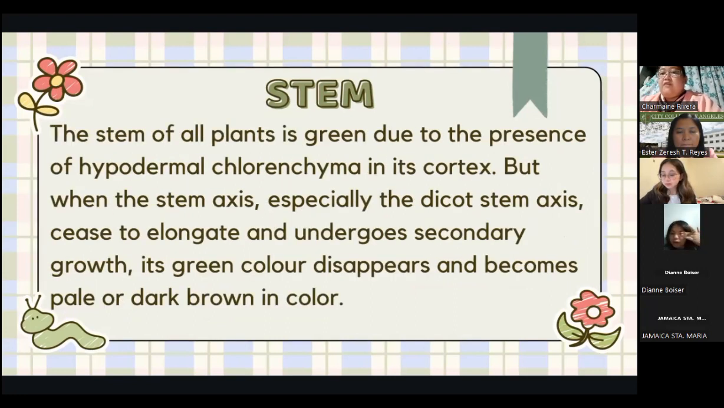The stem of all plants is green due to the presence of hypodermal parenchyma in its cortex. But when the stem axis, especially the dicot stem axis, elongates and undergoes secondary growth, its green color disappears and becomes pale or dark brown in color.